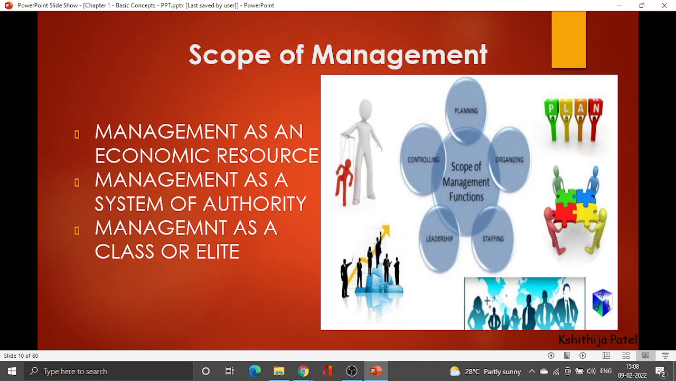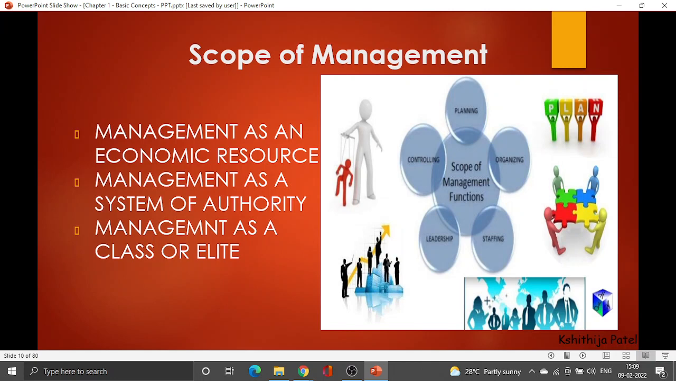Now, when we discussed management as a noun, that is what we said. Management can be seen from the viewpoint of economists, how management is seen from the viewpoint of those who belong to a system of authority, and how management is seen as a class or elite. Now, speaking about the first one, that is, management as an economic resource. If you initially saw the slide of the five different M's, along with your other factors of production, we also have management included. So even management is one of the factors of production along with land, labor and capital.